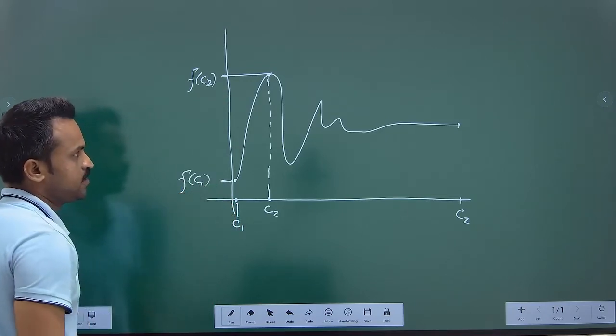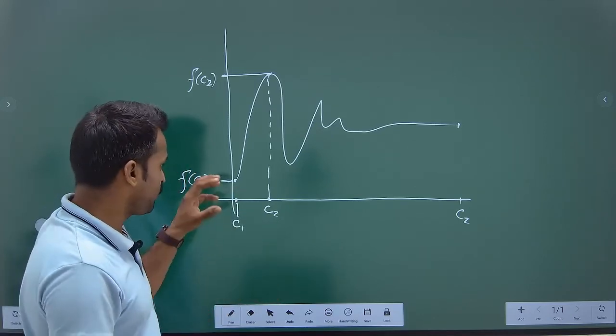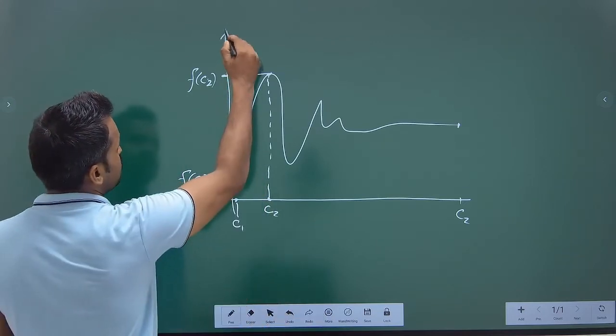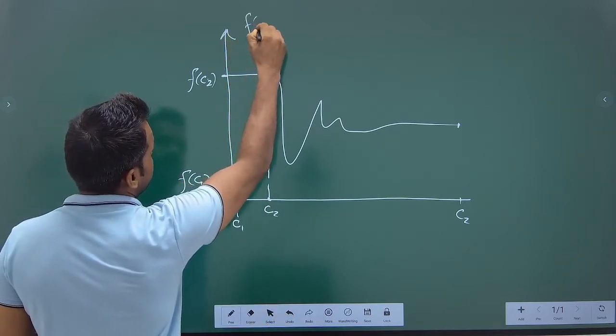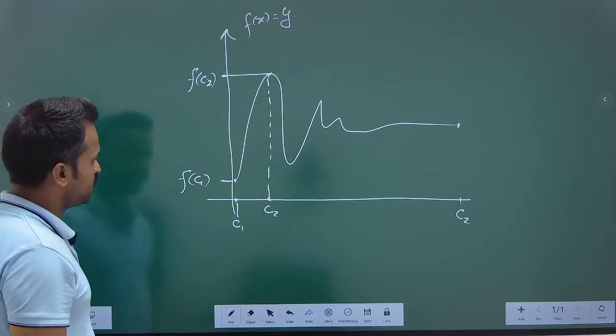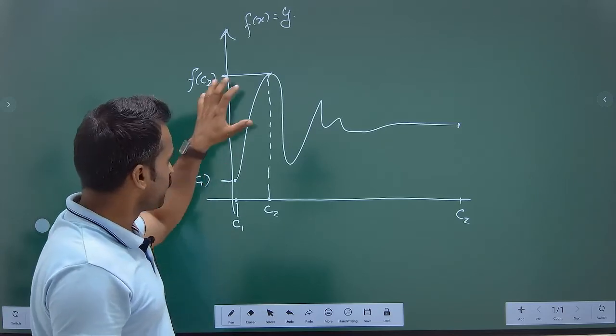Now in this case we can see that we are getting the minimum value of this graph at f(C1). Okay, why? Because the range is going to be considered on the y-axis, right? So in that case we can see that the minimum point which we are getting is f(C1) for this graph.